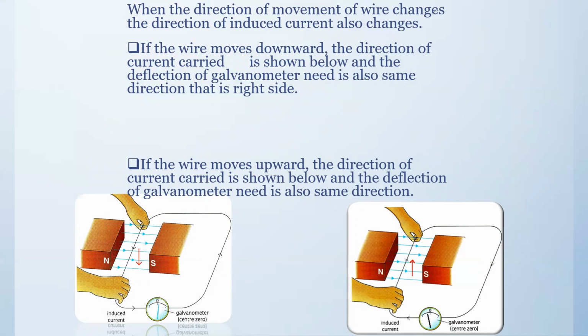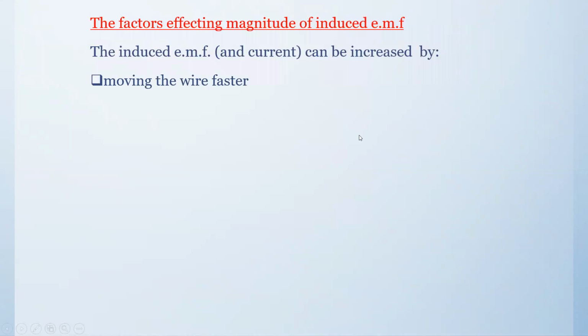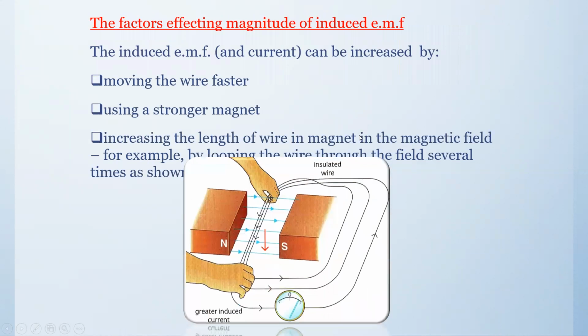And the amount or strength of a current depends on how fast we are moving, how many turns there are, and what the strength of the magnetic field is. So this is the right hand rule which we use to find the direction of current produced due to change in magnetic field. Induced current can be increased by moving the wire faster, using a stronger magnet, or increasing the number of turns.